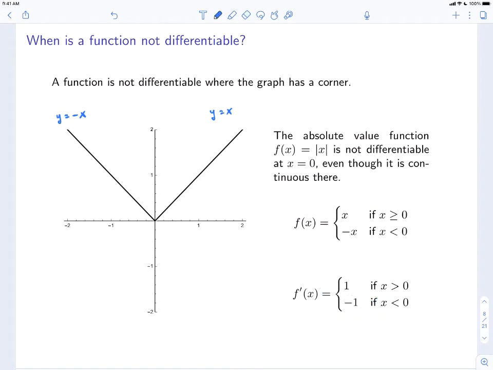What about at 0? The difficulty is that when you compute the derivative, it's a limit from both sides. So as you approach from the right, you're going to get 1. As you approach from the left, you're going to get negative 1. And what does that mean? That means that the derivative doesn't exist at that point because the limit defining it doesn't exist at that point.